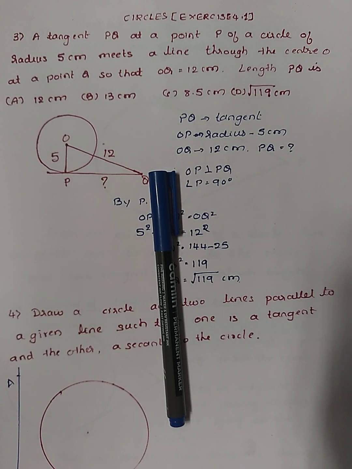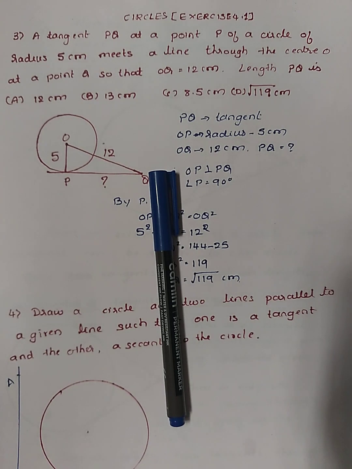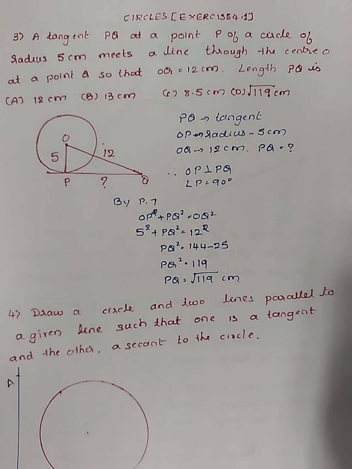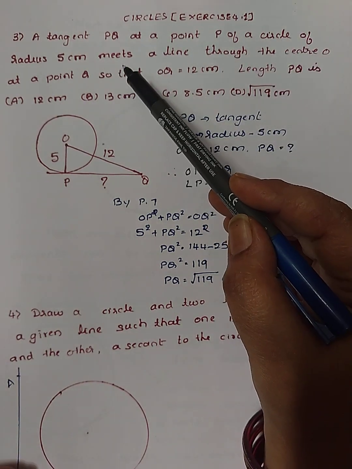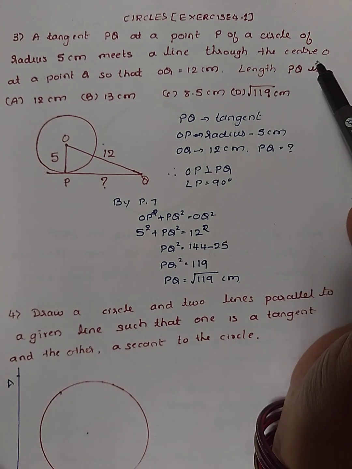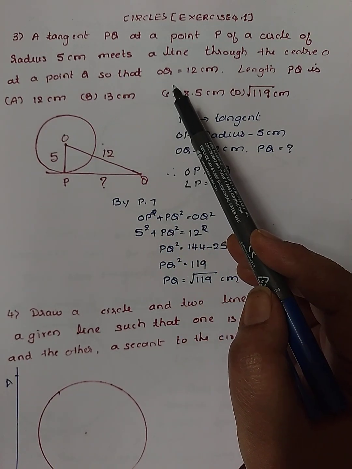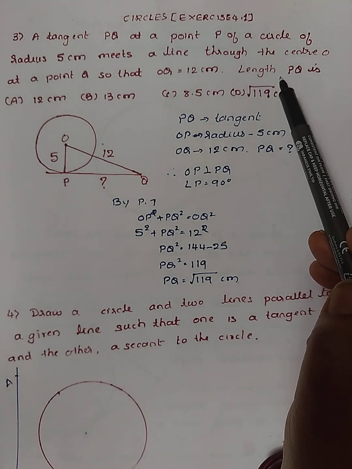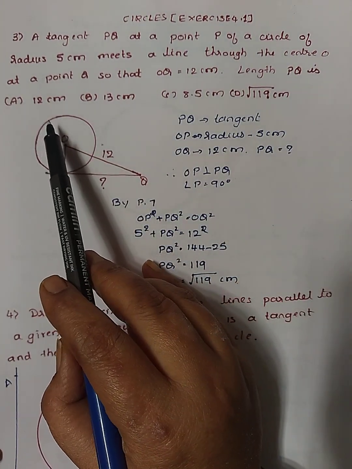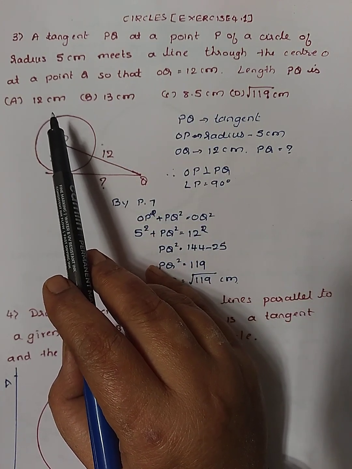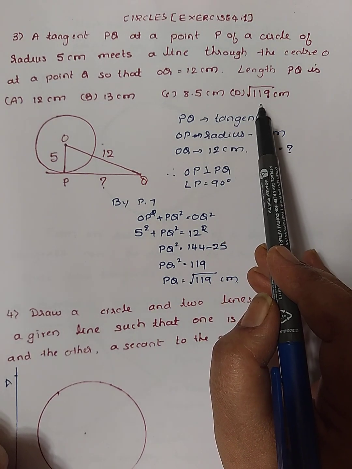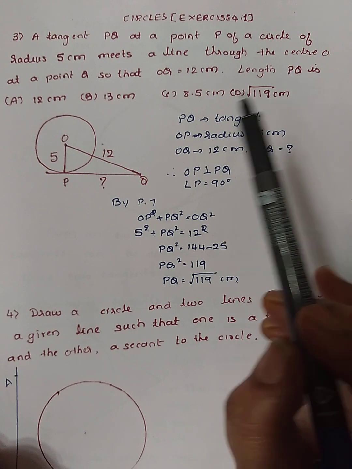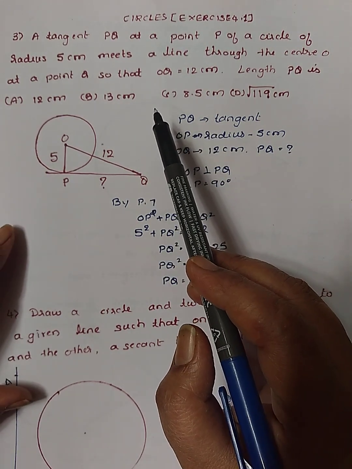From the 10th Maths, in the Circles chapter, from the first exercise, today we are going to solve the third and fourth problems. The third problem is: a tangent PQ at a point P on a circle of radius 5 cm meets a line through the center O at point Q so that OQ equals 12 cm. The length PQ is, you have to find the answer, and for that 4 options are there: 12 centimeter, 13 centimeter, 8.5 centimeter and square root of 119 centimeter. So the question is, first we will try to draw the diagram.